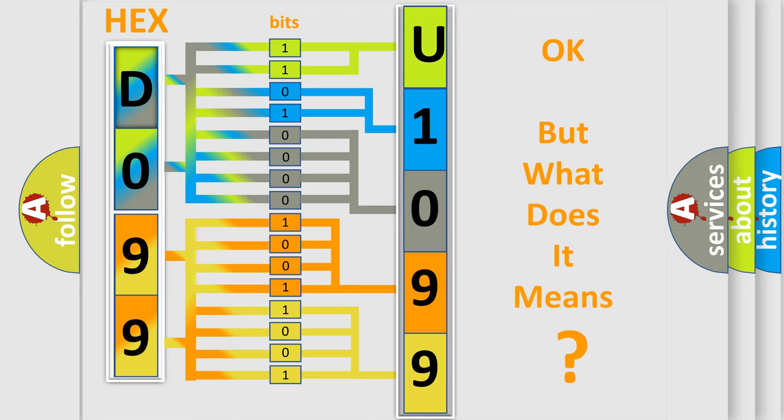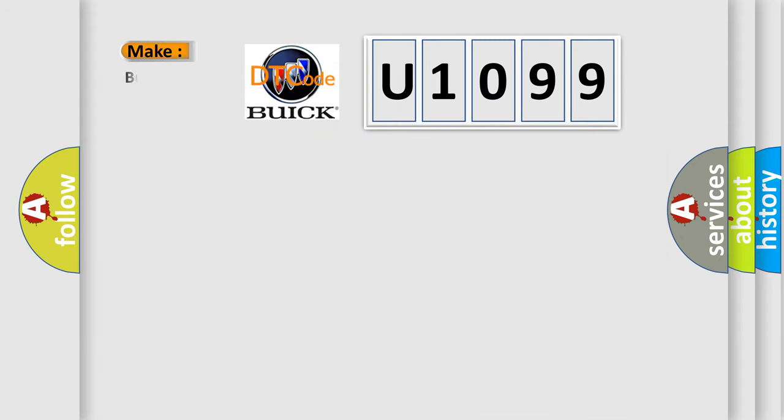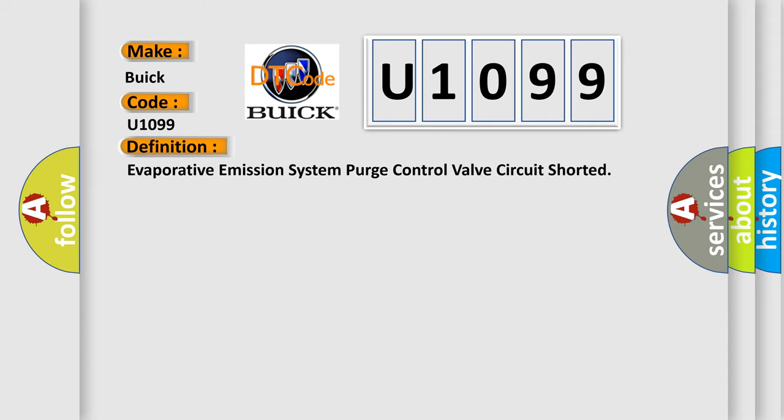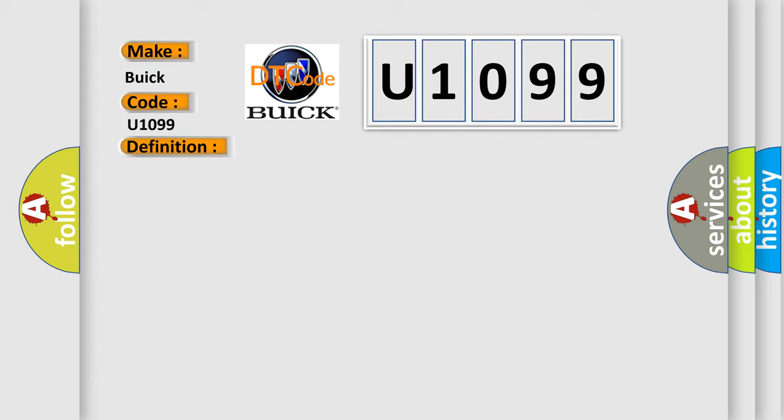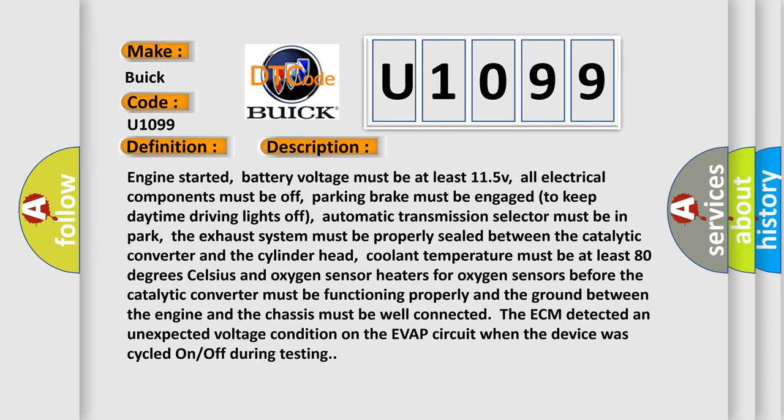The number itself does not make sense to us if we cannot assign information about it to what it actually expresses. So, what does the diagnostic trouble code U1099 interpret specifically for Buick car manufacturers? The basic definition is evaporative emission system purge control valve circuit shorted. And now this is a short description of this DTC code.